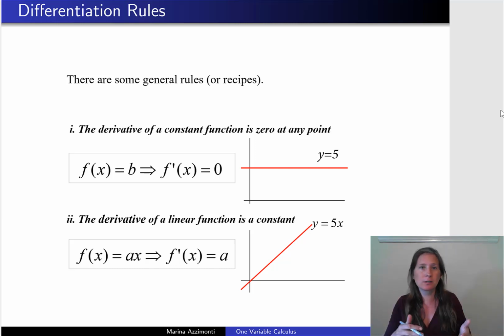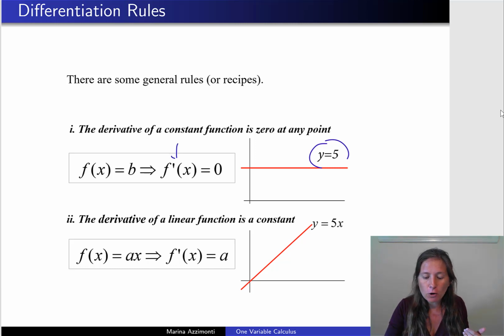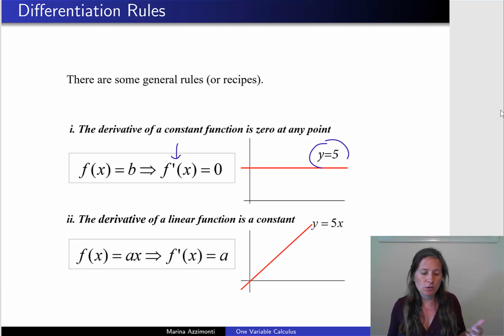Simon and Blume also has a ton of examples. You can find some other examples online. So first, differentiation rule. The derivative of a constant is 0 at every point. So for example, if we have the function y equals 5, what is the change in y when you change x? Well, it's 0, because y never changes. y is always 5. So the formula for the derivative is equal to 0.